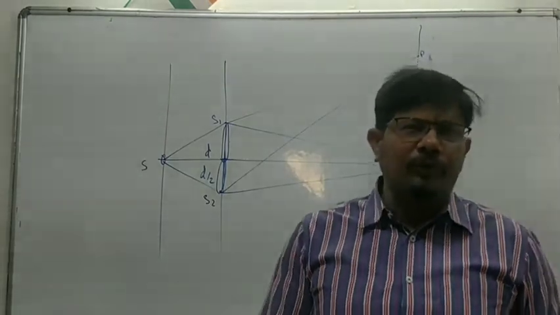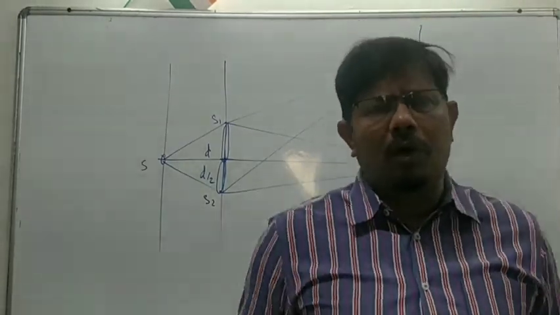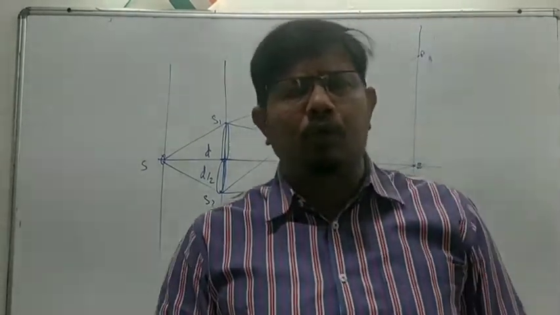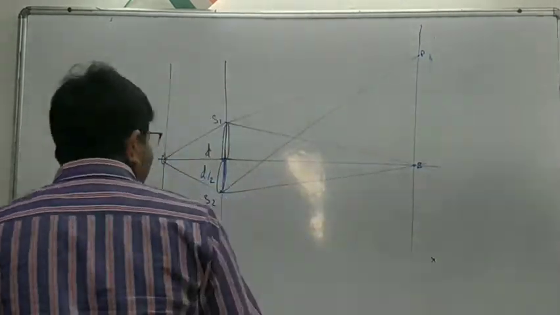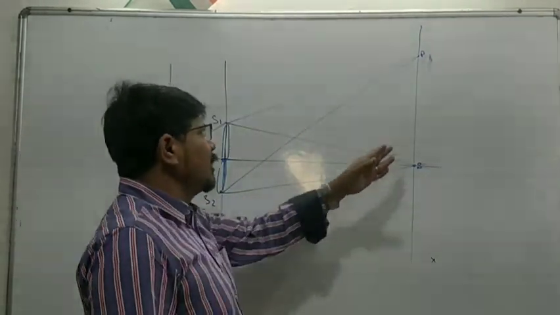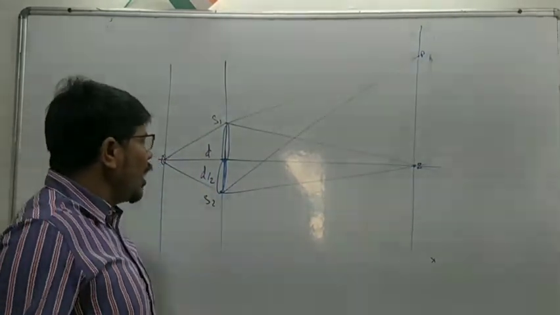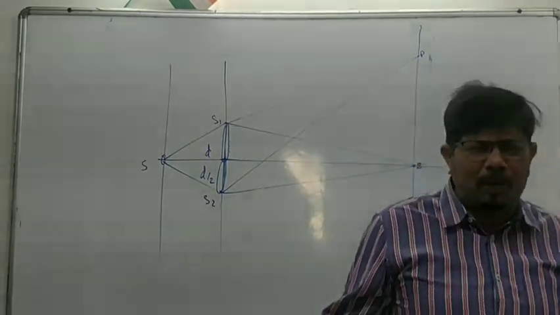And when opposite phases coincide, meaning one is a crest and the other is a trough, or a trough and a crest, they superimpose and form a dark fringe. In this way, in an alternate manner, you get bright and dark fringes on the screen. Now we are considering a point P where any fringe can be observed.